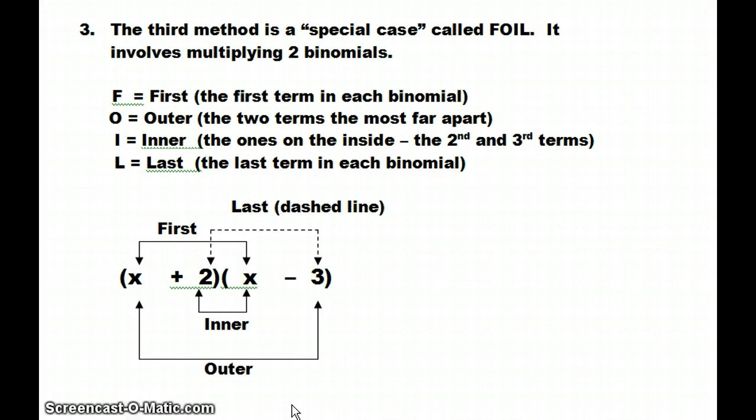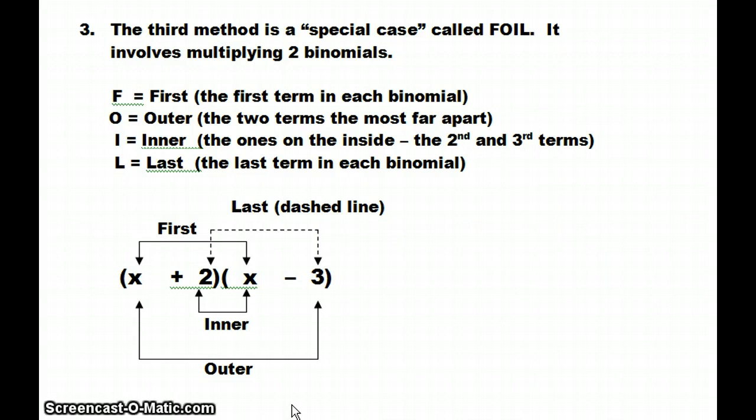In the binomial x minus 3, x is the first term, so that means we would take x times x, or get x to the second. The O stands for outer, the two terms that are farthest apart, the x and the negative 3, the ones that are connected by the solid line. So we would get negative 3x for those two that are multiplied.